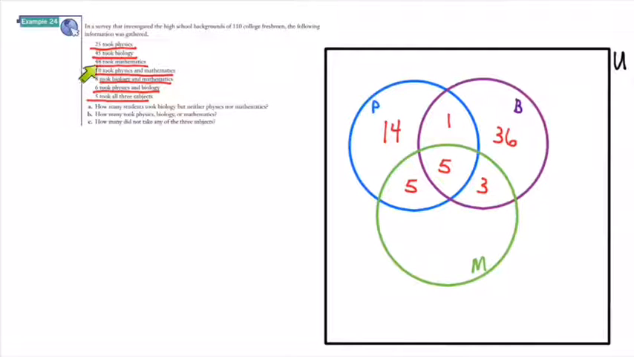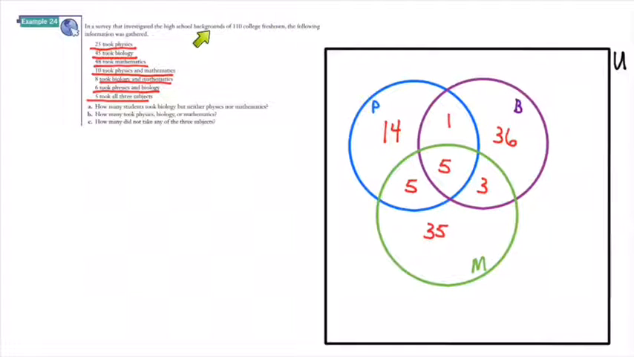And then this last piece of information says 48 took math. So that means the total number of students in the math set will be 48. And we already have 13 students in the math set. 5 plus 5 plus 3 is 13. So then 48 minus 13 leaves 35 students who took only math and neither of these other two subjects.